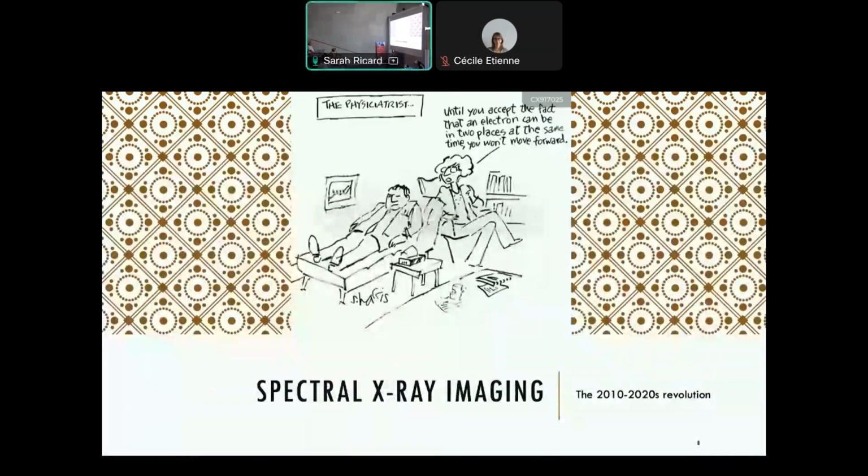The first exploitation of the usage of synchrotron was to create what is called spectral X-ray imaging, and that has been translated to the clinics in New York, and we're going to see how it works.